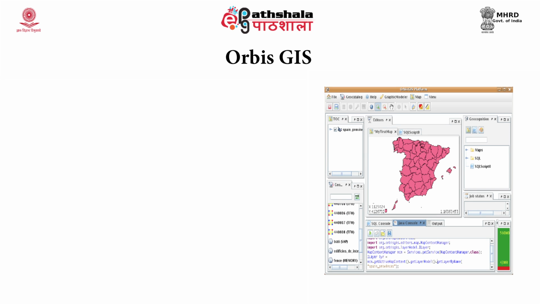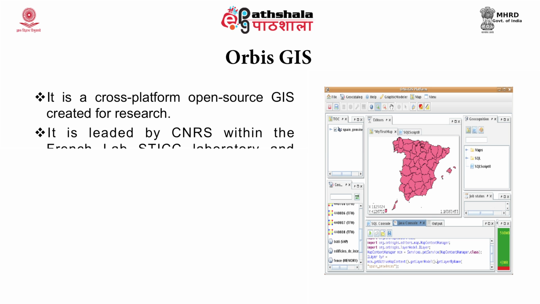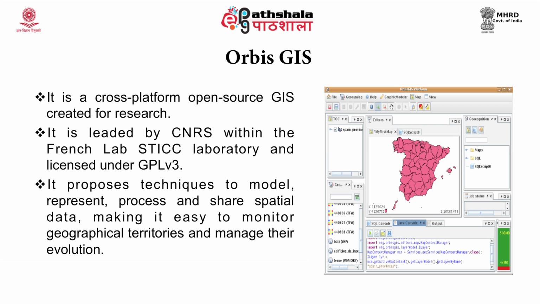Another software is Orbis GIS, which is a cross-platform open source GIS software created for research. It is led by CNRS within the French laboratory and licensed under GPLv3. It proposes techniques to model, represent, process, and share spatial data, making it easy to monitor geographical territories and manage their evolution. Its latest version is 4.0.2.